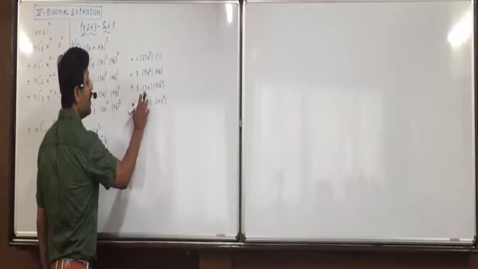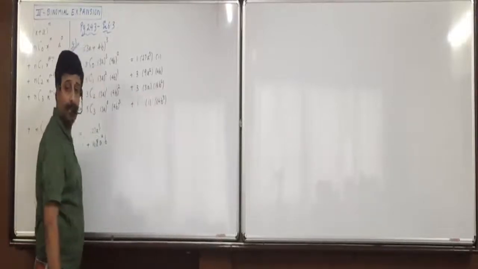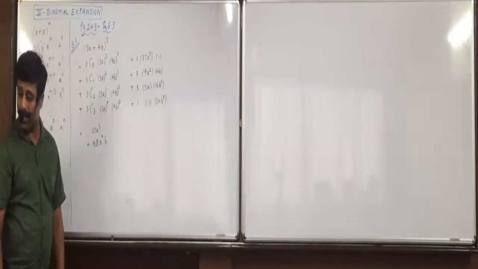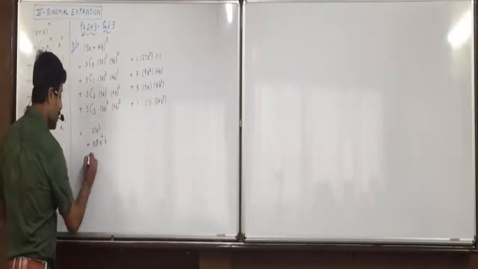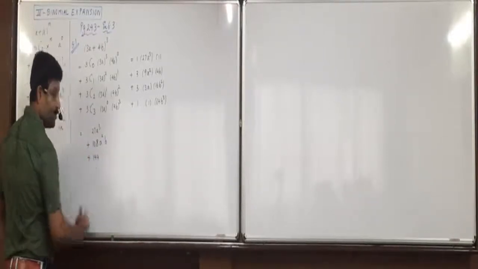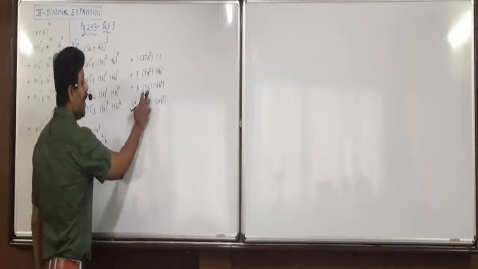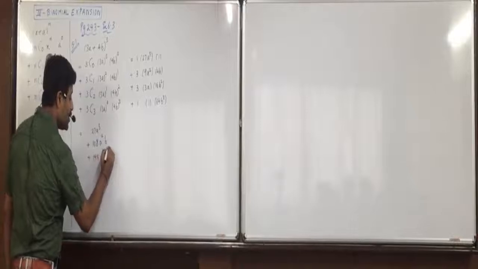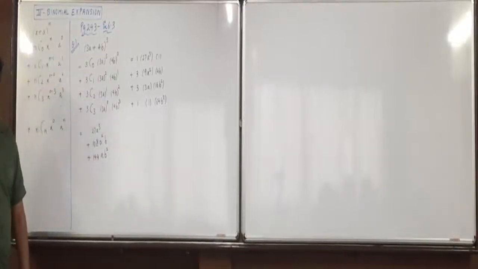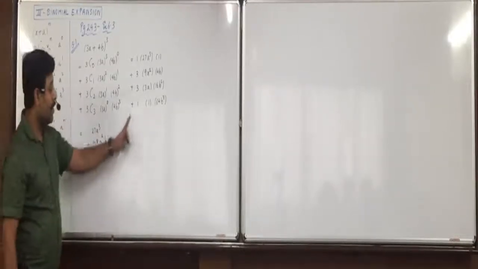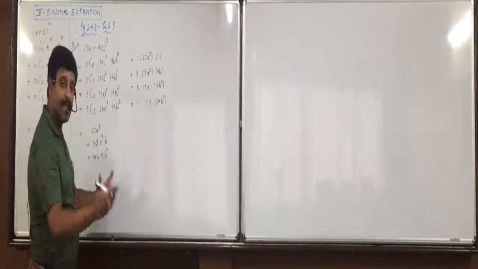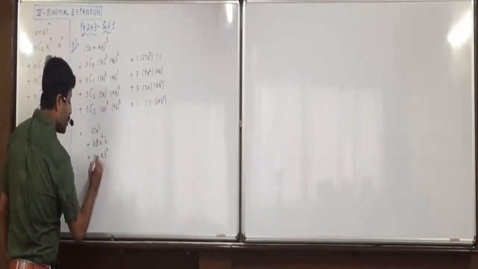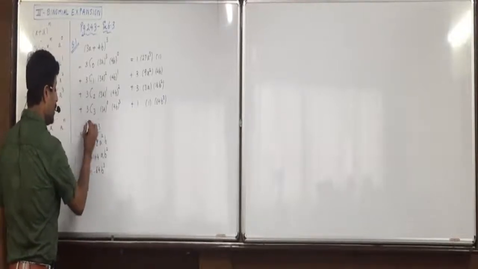Now 3 into 3, 9 into 16, 144. Do it, everyone. 3 into 3 into 16, 144. The variables a and b square stay as they are. Understood that? 1 into 1 into 64 b cube is 64 b cube. This is the final answer.